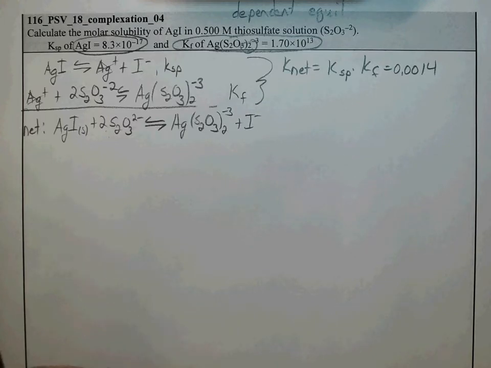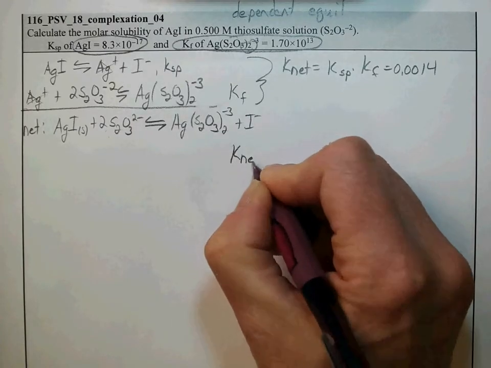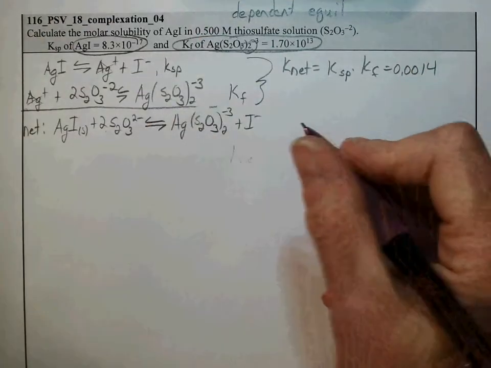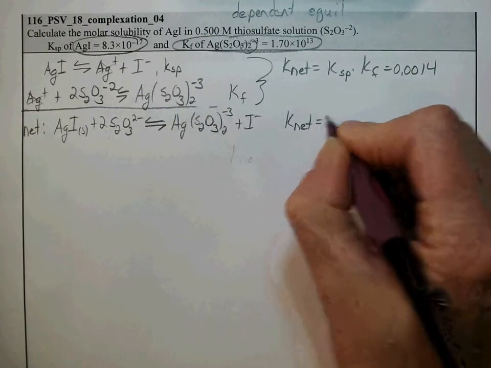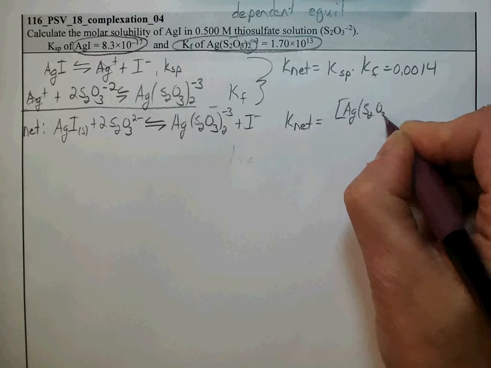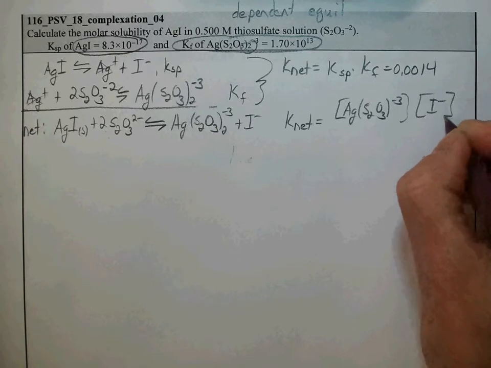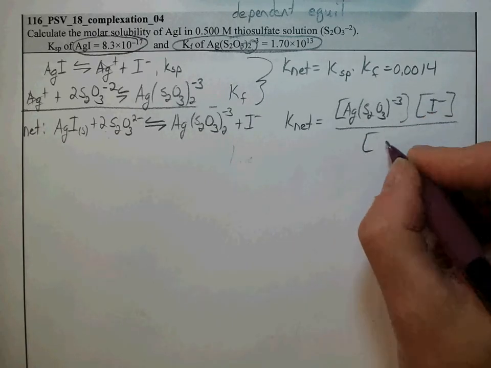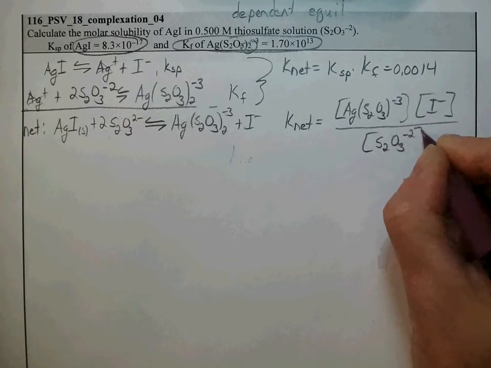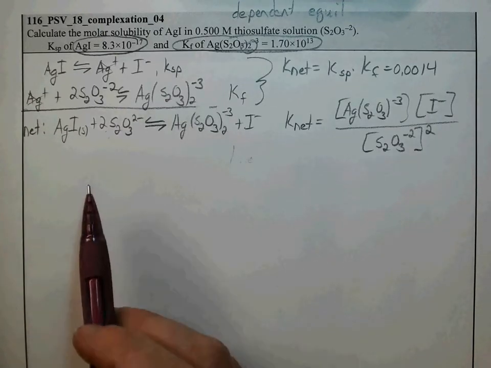Alright, so now we can go on and write our equilibrium constant expression. K net, we need room for our ice table, excuse me. K net is our complex times the iodide ion divided by the concentration of our ligand squared. Okay, our insoluble salt doesn't appear in the equilibrium constant because it's a solid.